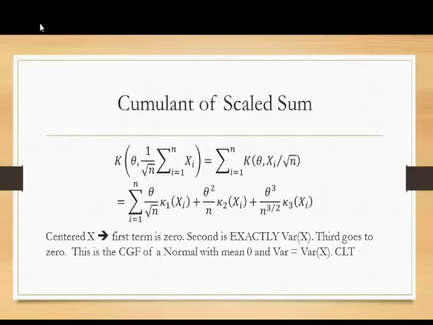Now the third term has n terms. It's theta cubed kappa 3 divided by n to the 3 over 2, square root of n raised to the third power. So now you have n of those terms. That's going to give you an n factor in the numerator, but n to the 3 over 2 in the denominator. So you will get 1 over square root of n, which will drive this term to 0. All higher order terms will also be driven to 0. So basically you will get convergence to the cumulant generating function, which will be just theta squared times kappa 2.